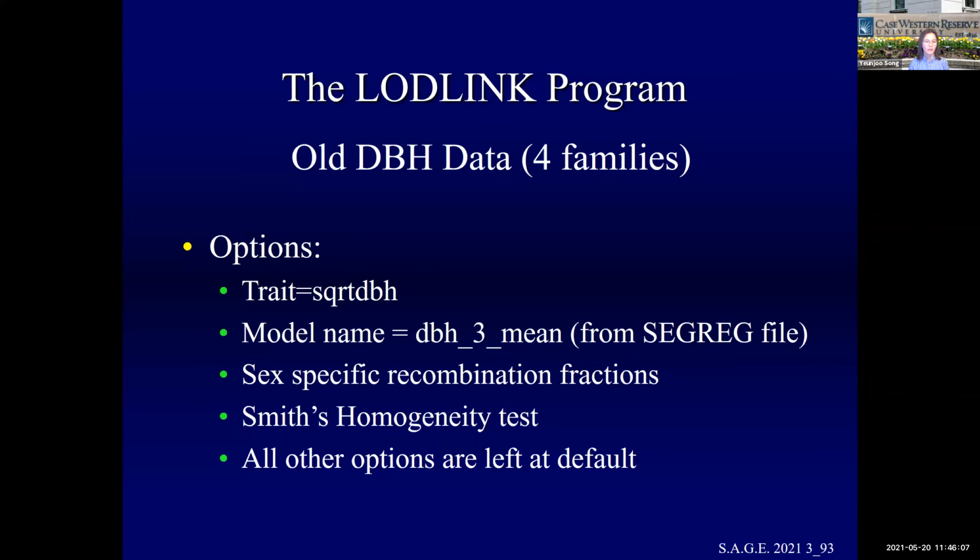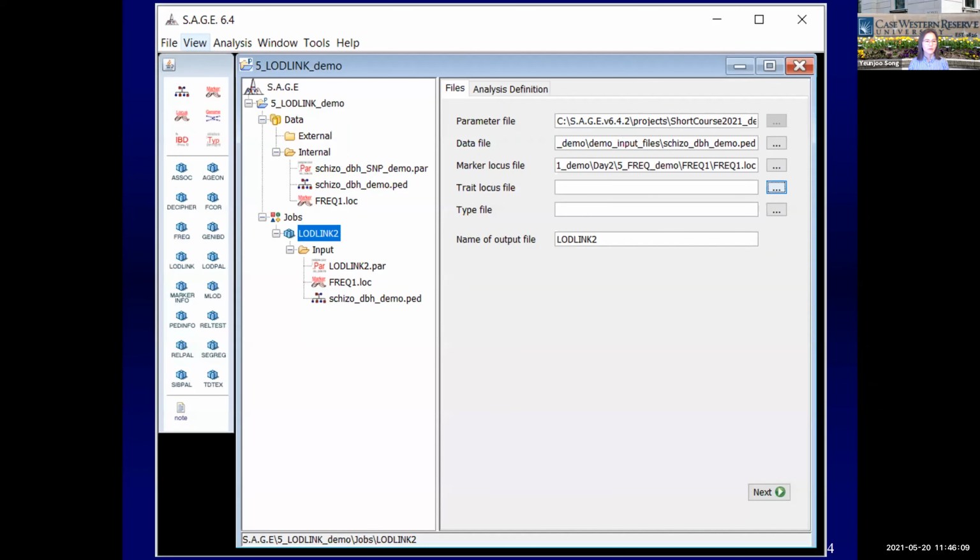Okay. In this example, we are back to the familiar phase of this analysis panel there. And we just loaded up a LODLink job. And in this case, we are using the same DBH schizophrenia data file, the example file that we have been using.